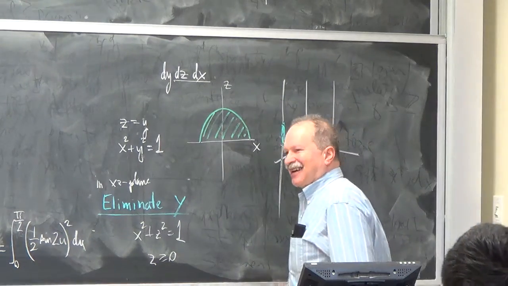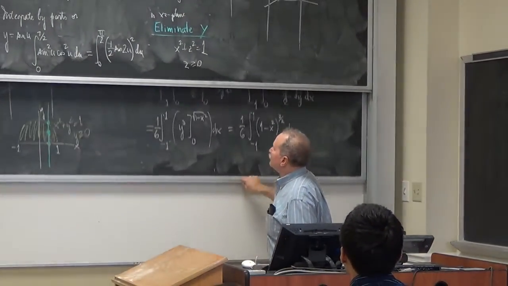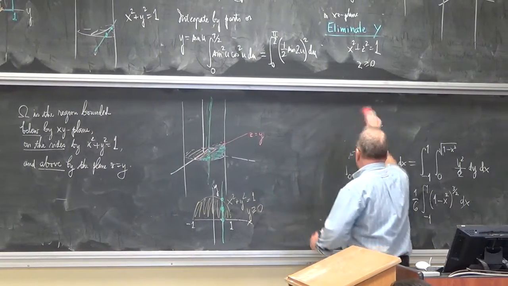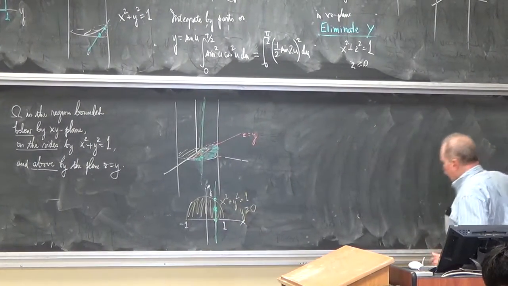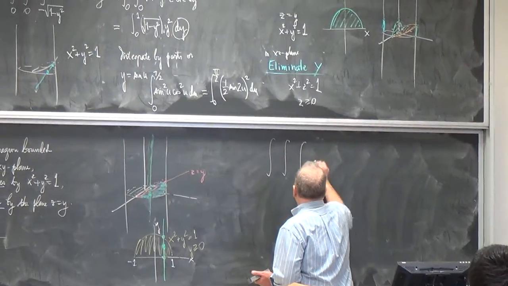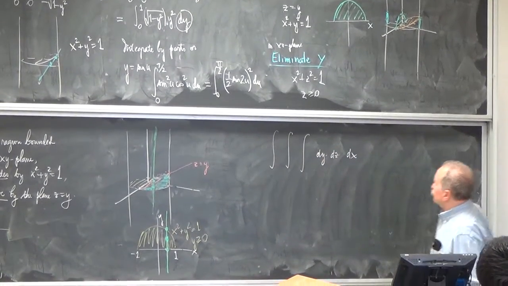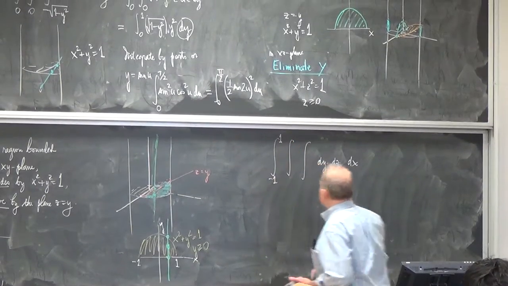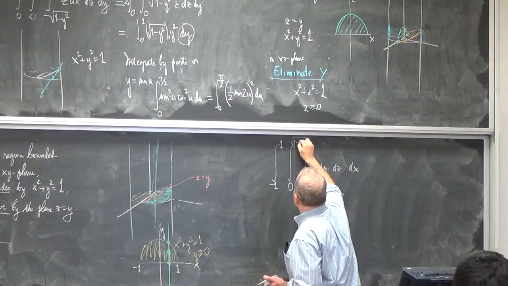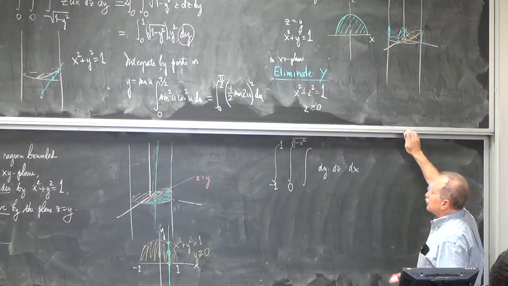Now, you could hope that this is going to come out an easier integral. Let's try. I don't hold out much hope, personally. So in that order, what are we going to have? Start on the outside. X goes from -1 to 1. For each fixed x, z goes from 0 to the square root of 1 minus x squared. And for each fixed x and z, what does y do?